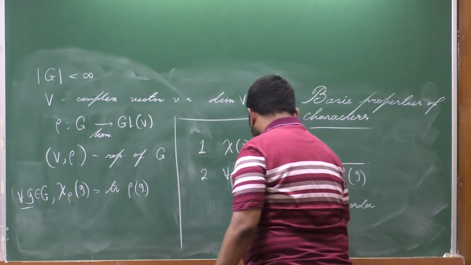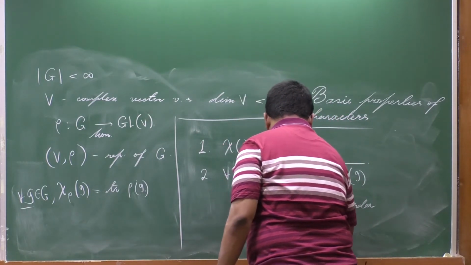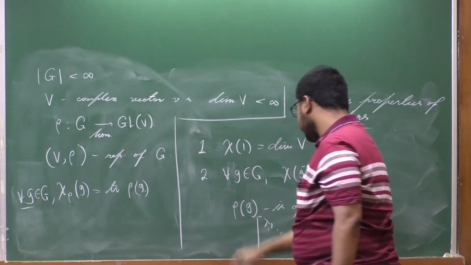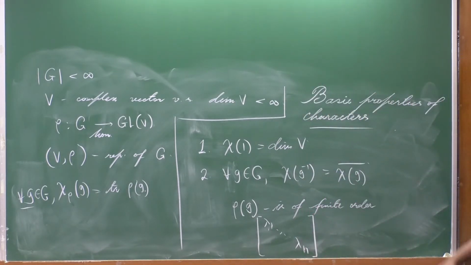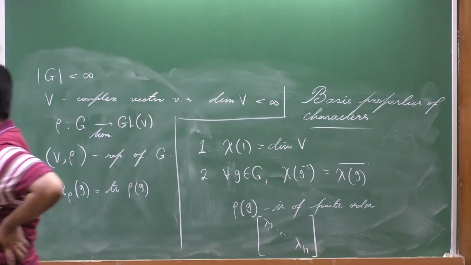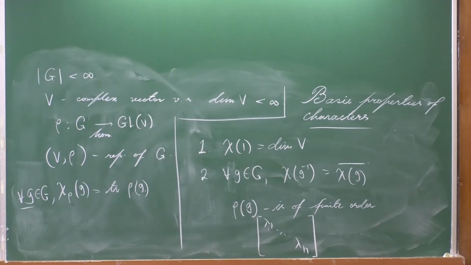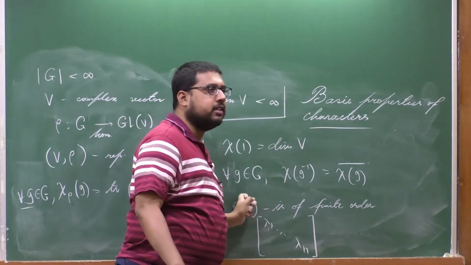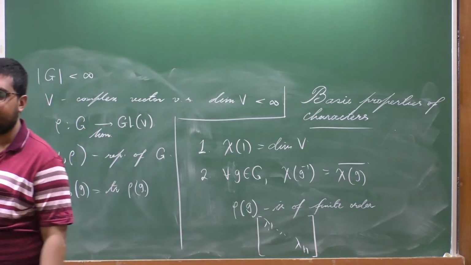So by choosing an appropriate basis, this is going to be the matrix of rho g. Then the trace will be the sum of the eigenvalues, because it is a diagonal operator. Okay.